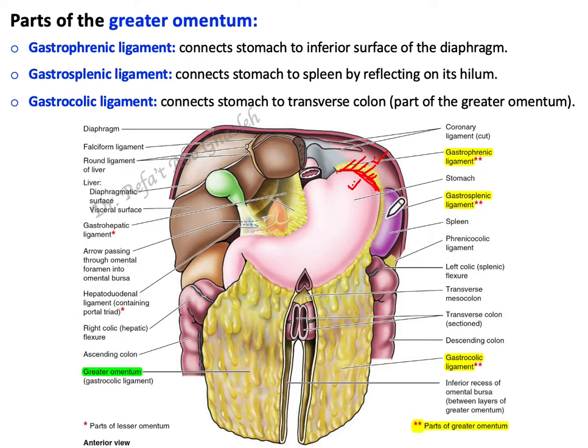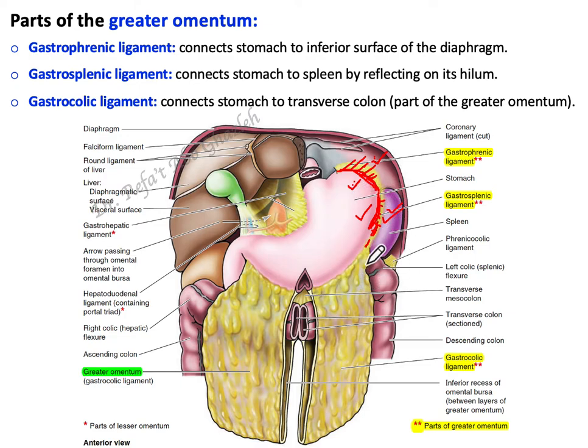Okay, let us continue down with the greater omentum. There is another part of the greater omentum that connects part of the greater curvature of the stomach to the spleen, and it's called the gastrosplenic ligament. Okay, this is the second part.